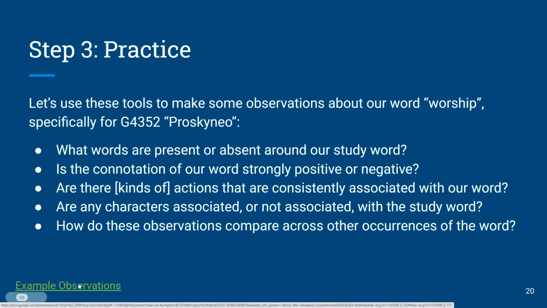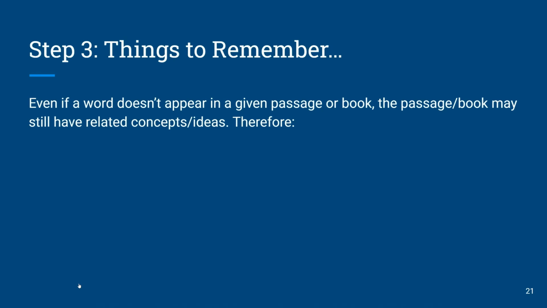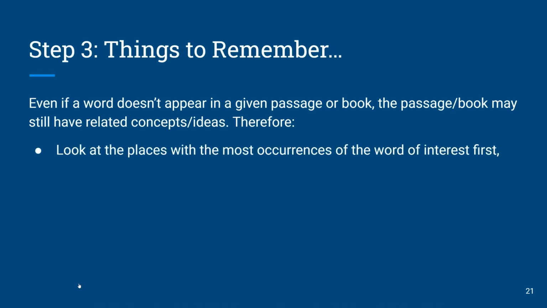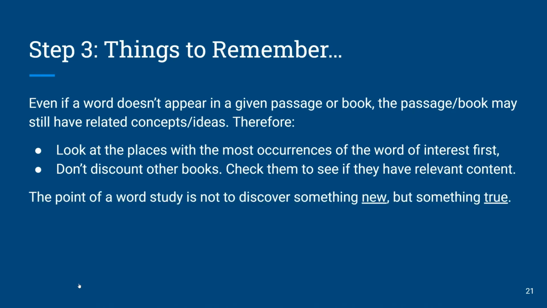So we talked about some of the things we can do in practice, and we looked at some examples. Some things to remember while you are using dictionaries and concordances. Even if a word doesn't appear in a given passage or book, the passage or book may still have related concepts or ideas. Therefore, you can look at the places with the most occurrences of the word of interest first. So if there's a particular book or a passage that has a lot of occurrences, you can look there. But you don't need to discount other books or passages in the Bible. They may still have themes or related words that are relevant and worth being studied.